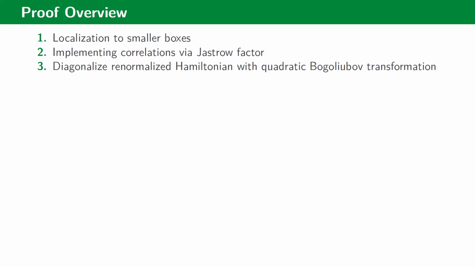The second step is about implementing correlations. We saw that there was the scattering equation, and there's some way with the Jastrow factor, which allows you to modify your Hamiltonian a little bit so that you see scattering. And then the third step, once you have this renormalized Hamiltonian, after you implemented the correlations, you obtain a so-called quadratic Hamiltonian. You will see it on the next slide. And we aim to diagonalize this because with diagonal Hamiltonians, we can work pretty well.